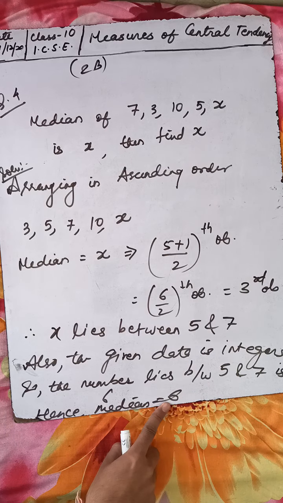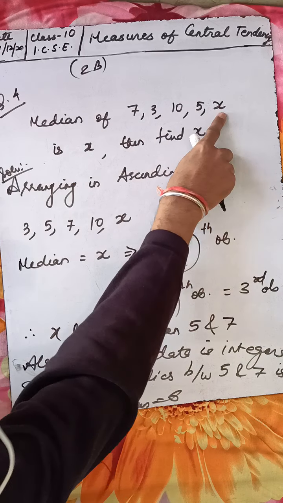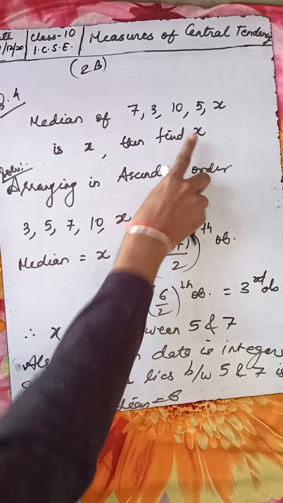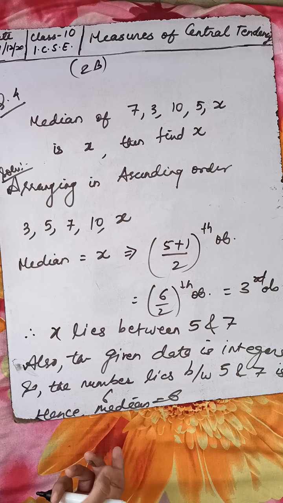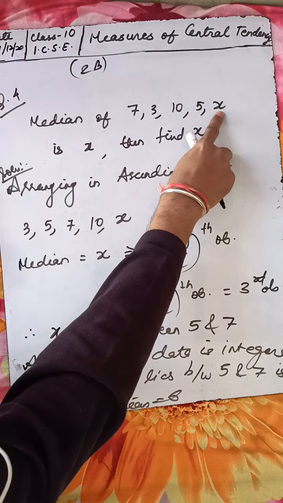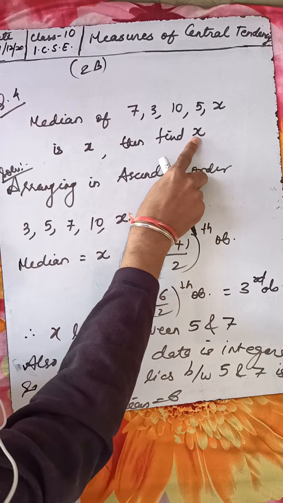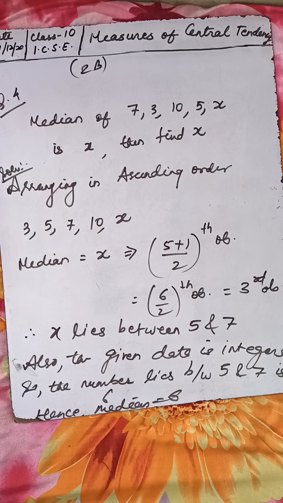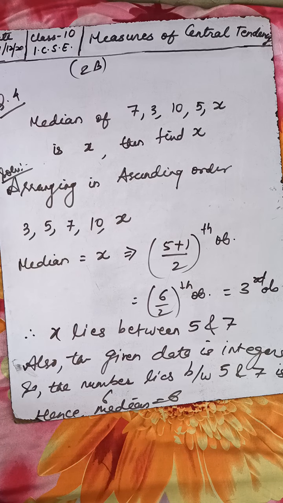Now if you verify by putting 6 here, your median will also be 6. You can check by applying the mean formula. Are you understanding? If you put 6 here, the median will also be 6. So that is how we have to do this question. I hope you understood.